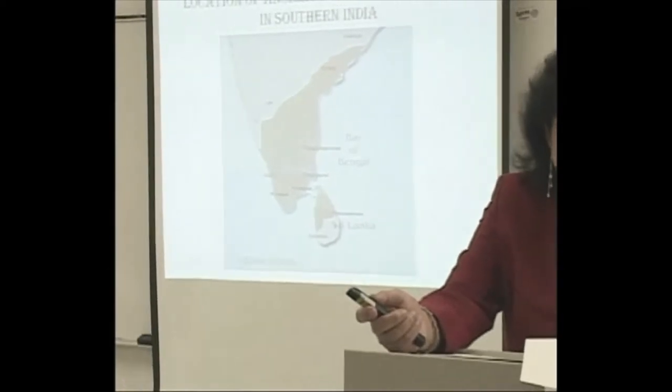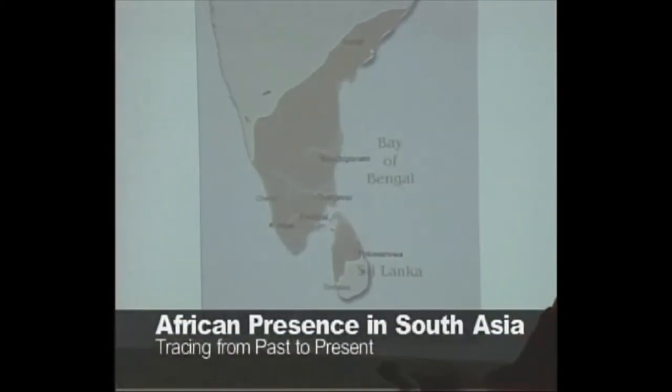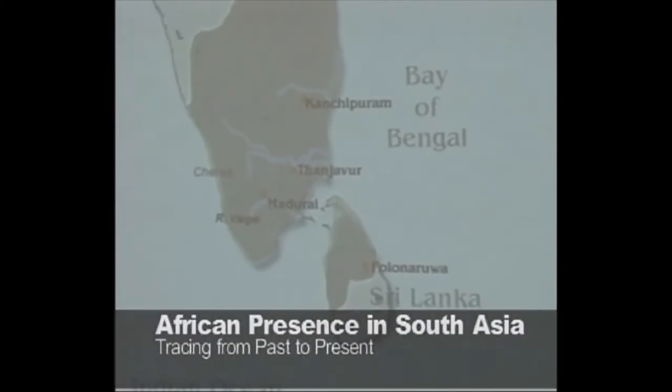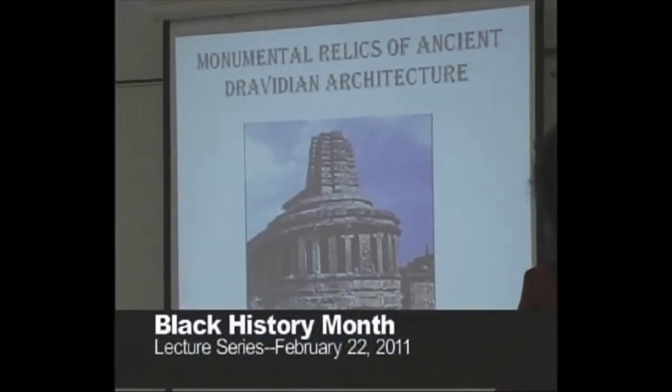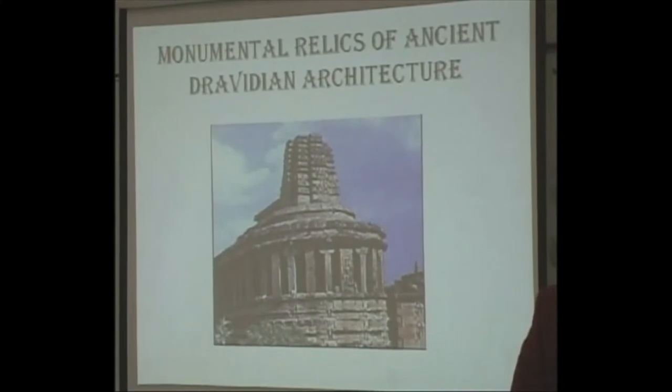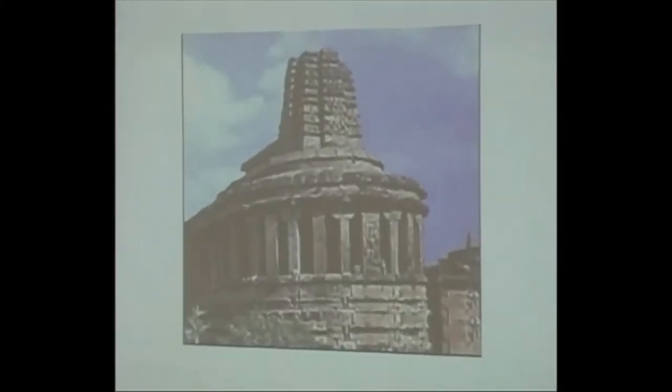And today, the villages in southern India have residents who likely are descended from Mozambique or Angolan slaves who escaped from Portuguese traders and ships. Finally, I'm coming to the Dravidian statuary. Okay, this is one of the ancient Dravidian architecture that has still survived the passage of time.